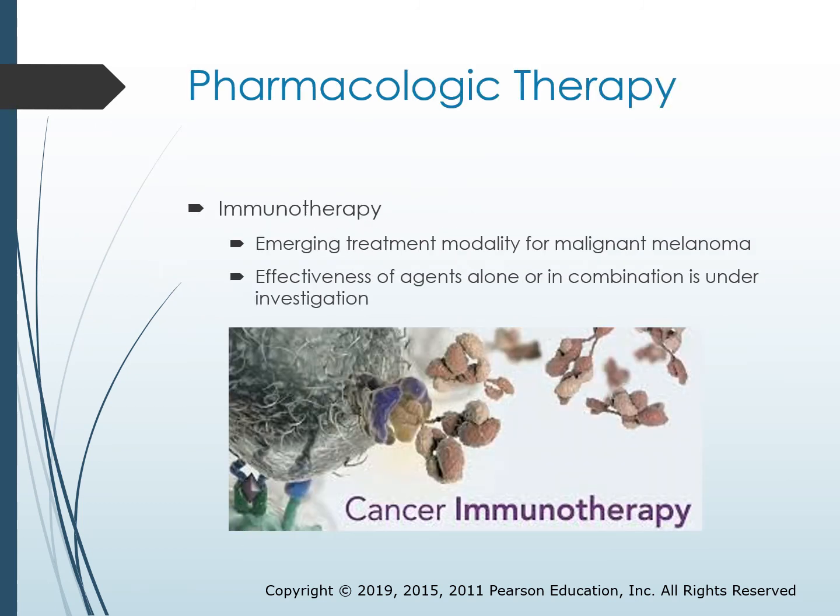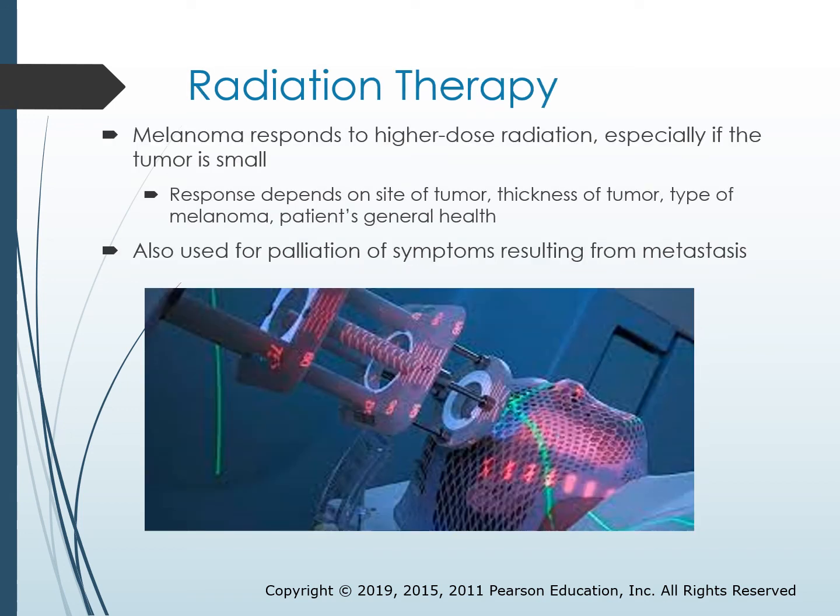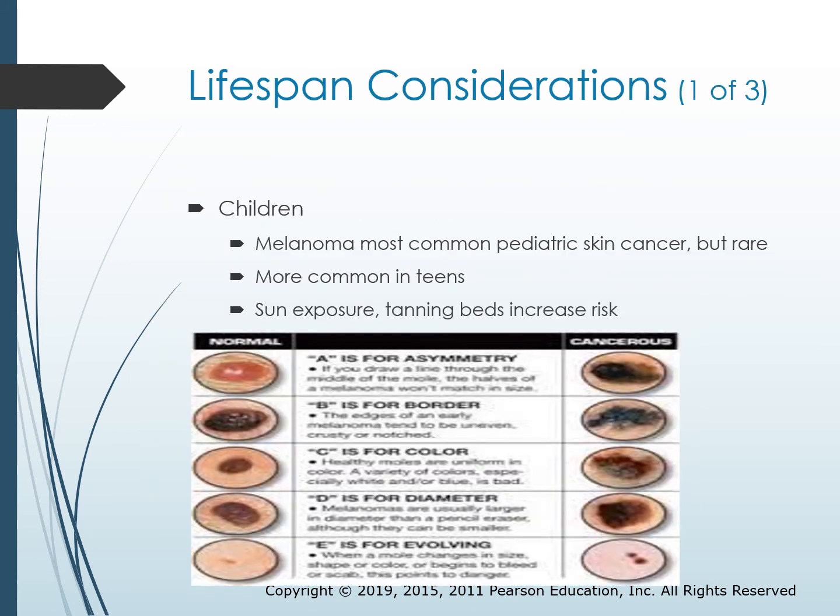Immunotherapy, this is still being investigated, and the uses of immunotherapy. It can be done with other agents, a combination of treatments. And then they talk about using radiation. And you're thinking, well, why? That's why I got melanoma in the first place. Melanoma responds to higher dose radiation, especially if the tumor is small. So they have good results with it. It's specifically focused on the site of the cancer to stop the growth.